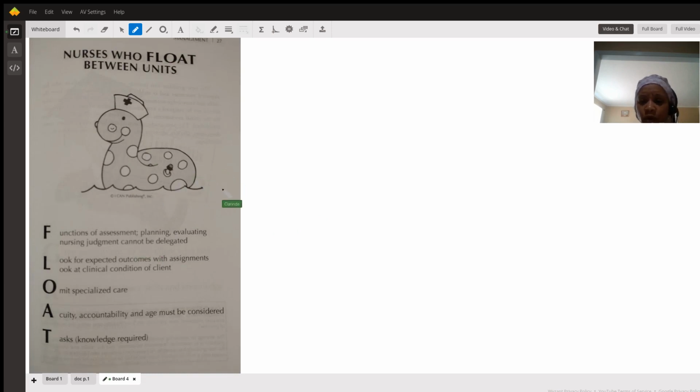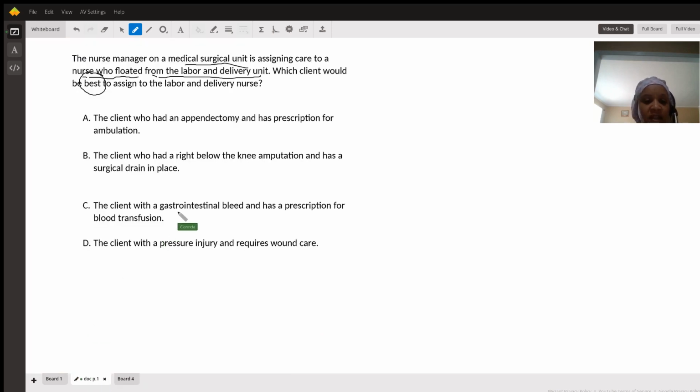So for nurses who float between units, we want to think of the functions of the assessment. We want to look for expected outcomes with the assignment. We don't want to give her somebody unstable. We want to think about the clinical condition of the patient, omit specialized care that will be more specific to med-surg and higher acuity patients. Think of the age of the patient, the accountability in taking care of that patient, and does that L&D nurse have the knowledge required to deliver the task to take care of that client. So for this one, this is a good one for her.